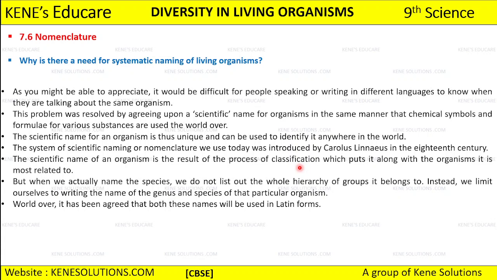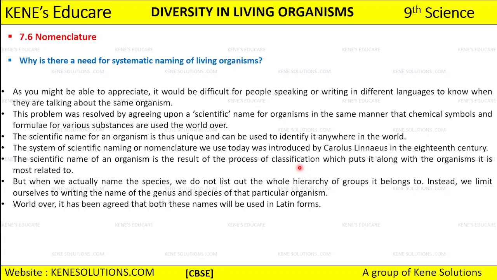Okay, but when we actually name any species, we do not list out the whole hierarchy of groups it belongs to. If we talk about a species, we cannot list a whole group for which species belongs to which group, right? So instead we limit ourselves to writing the names of the genus and species of that particular organism. Worldwide it has been agreed that both these names are in Latin. Okay. So I hope that you are clear with this nomenclature term as well.